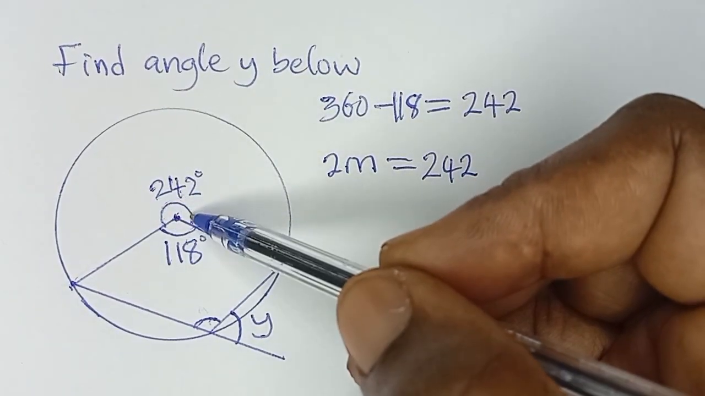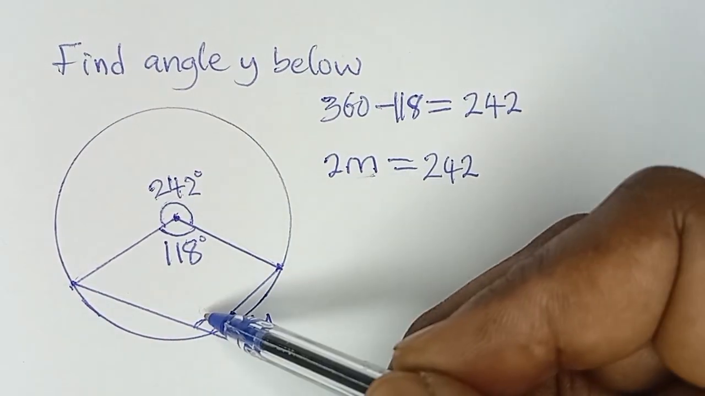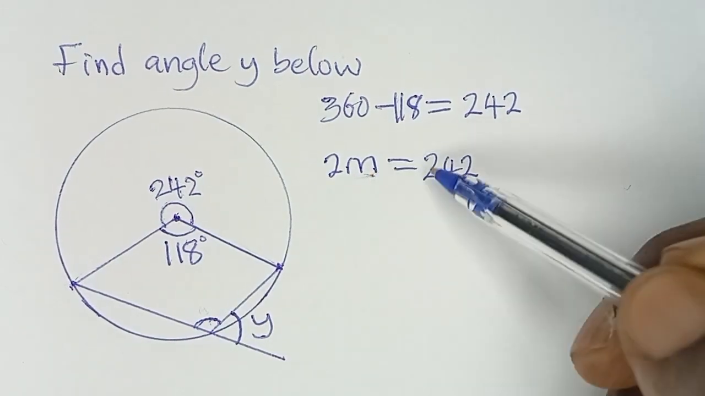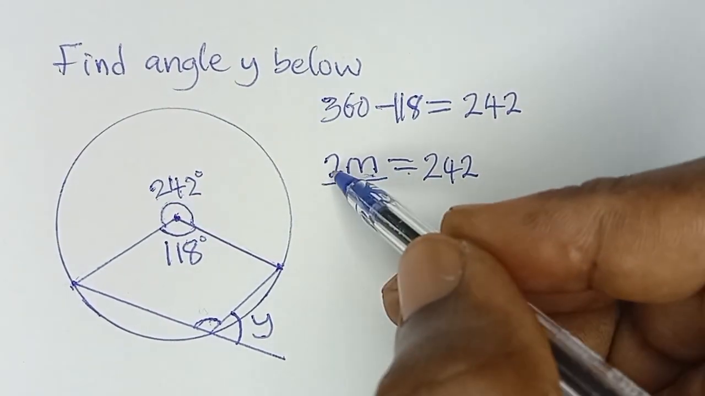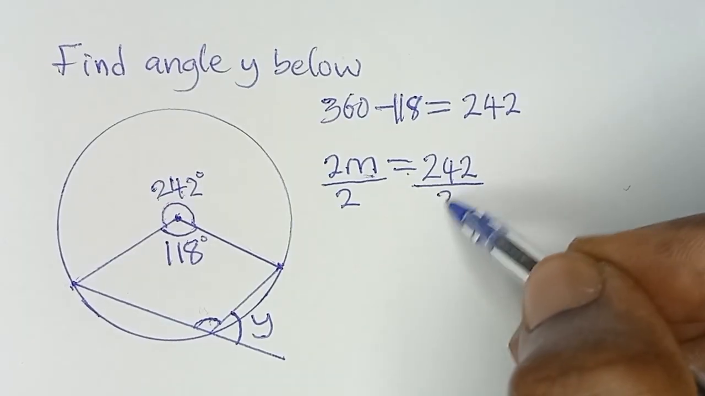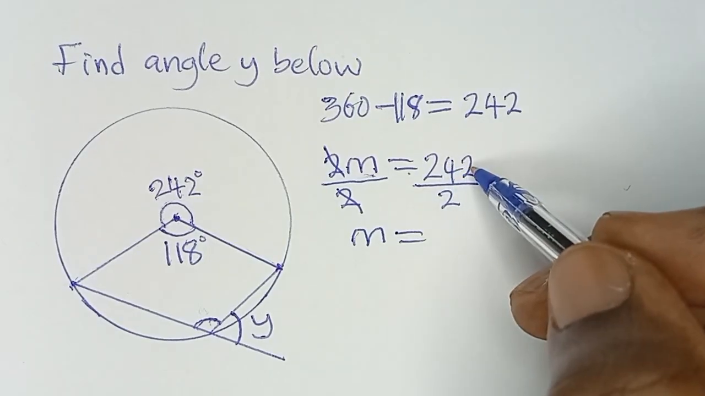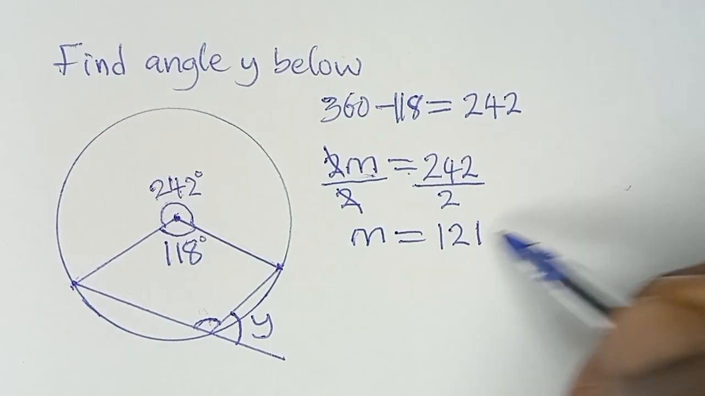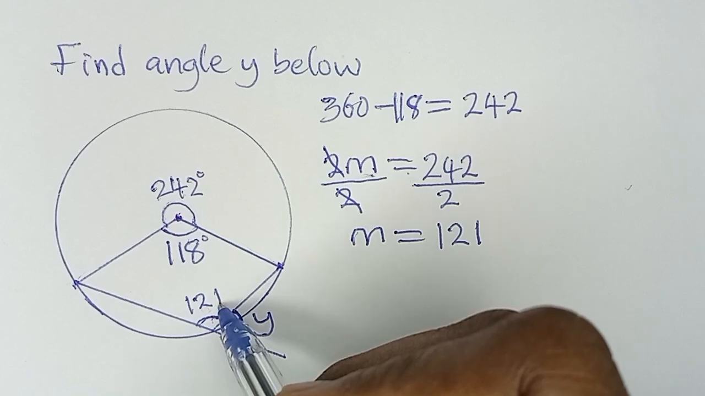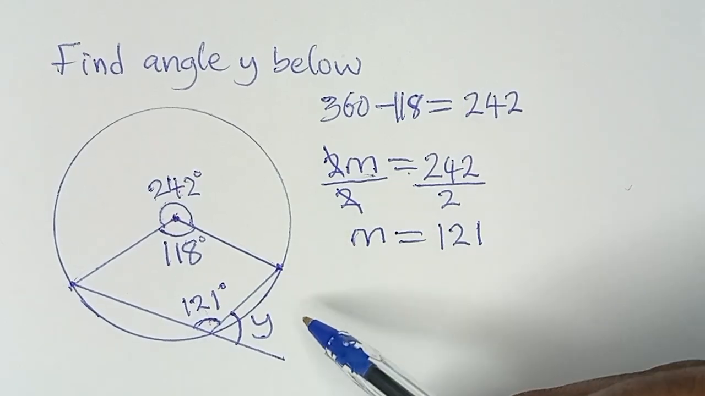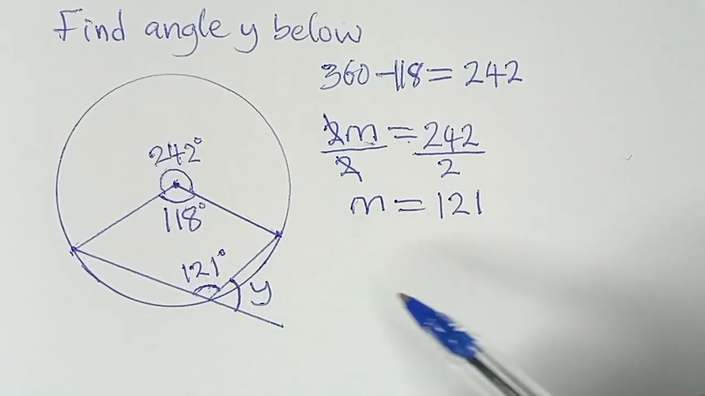So this is the angle at the center, and this is the angle at the circumference. We are taking the angle at the circumference as M. So twice the angle at the circumference is equal to the angle at the center. So that is the theorem. For us to get the angle at this circumference, we simply divide this by 2. We cancel 2, and we are left with the angle at the circumference is equal to 242 divided by 2, which gives us 121. So from there, we can see that this angle here is 121 degrees.